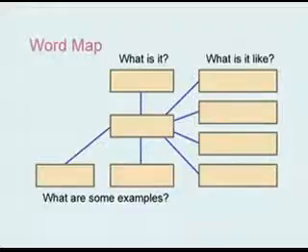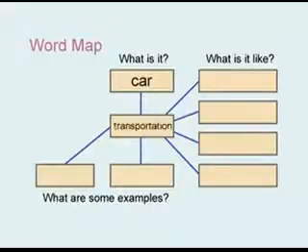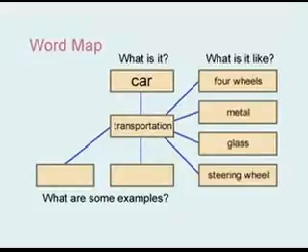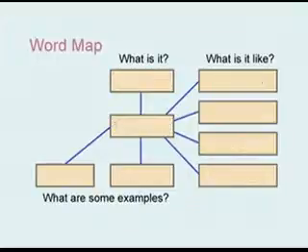For primary students, the word might be car. The definition of car goes in the what is it box. Answers might be transportation or movement. In the what is it like space, students might come up with the following: 4 wheels, metal, glass, lights, moves, steering wheel. And then in the boxes labeled what are some examples, students might write down Honda, SUV, convertible, or Camry, for example.